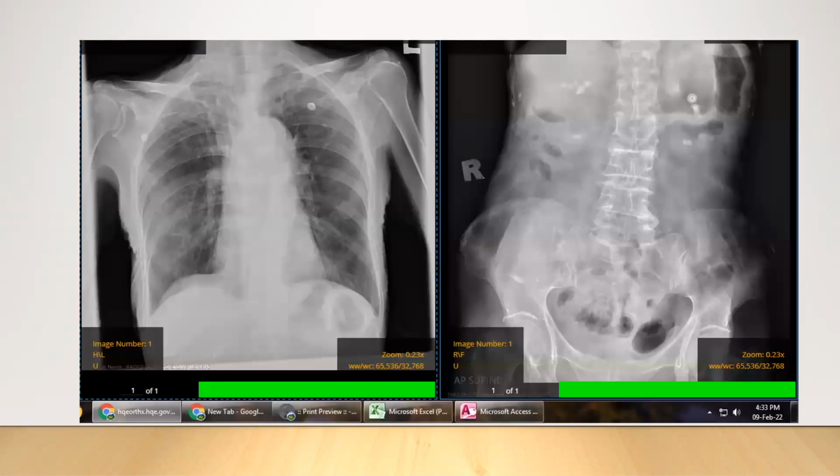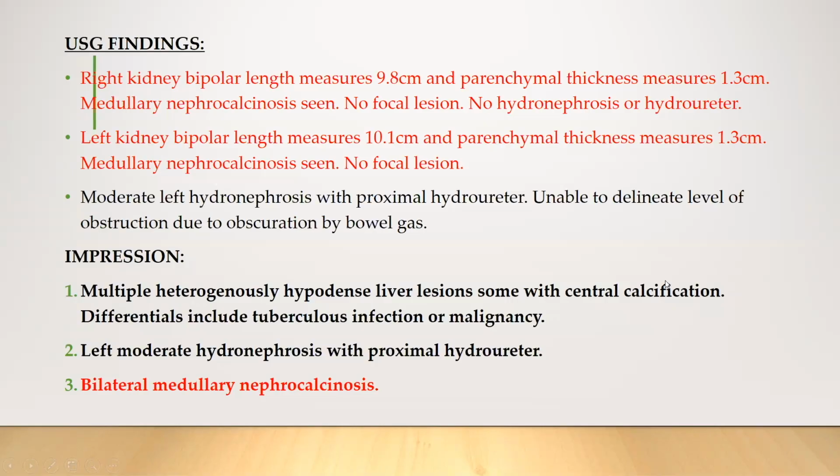And this is the chest X-ray and the X-ray abdomen of the patient. And we proceed to look at the ultrasound report of the patient. It's actually showing bilateral medullary nephrocalcinosis. So that means there is a very high possibility the patient is having an RTA in this case.